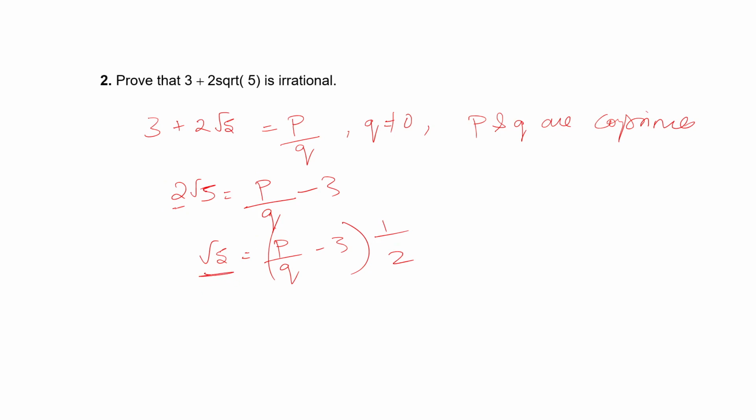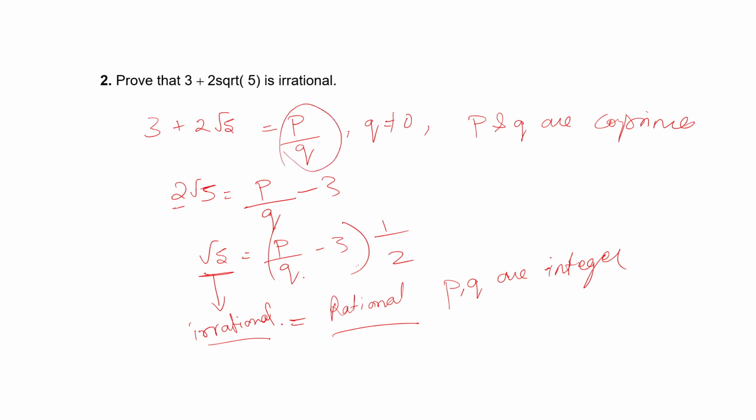So in the first question we have proved root 5 is irrational. Okay, so here this side should be rational. Why? Because p and q are integers. So if we solve this, anyway we will get it in the form of p by q. So this side is rational, this side is irrational, which is not possible. So rational cannot be equal to irrational. So 3 plus 2 square root of 5 is irrational.